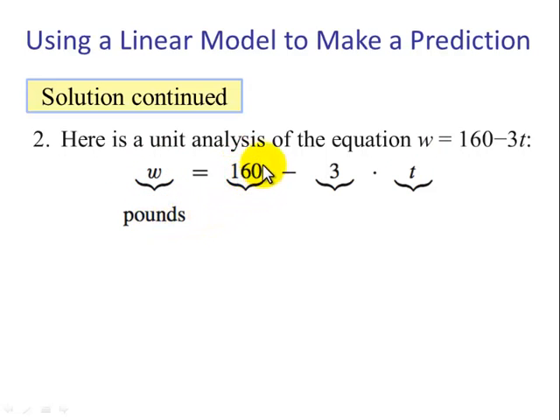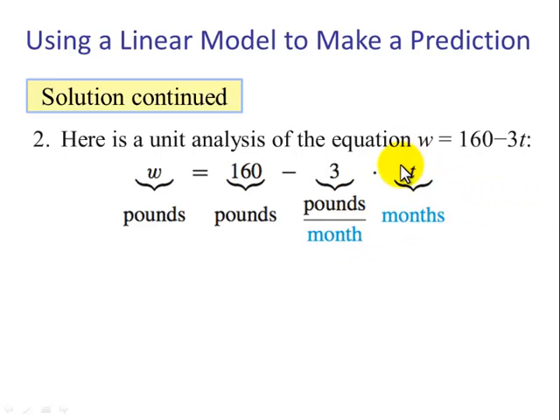160, what's the units of that? Of course, that was 160 pounds, so it's pounds. The 3 can be thought of as slope. It's a comparison of two things. For every 1 month, the pounds decrease by 3. The way we write that is pounds per month or pounds over month. It's a comparison of two units.